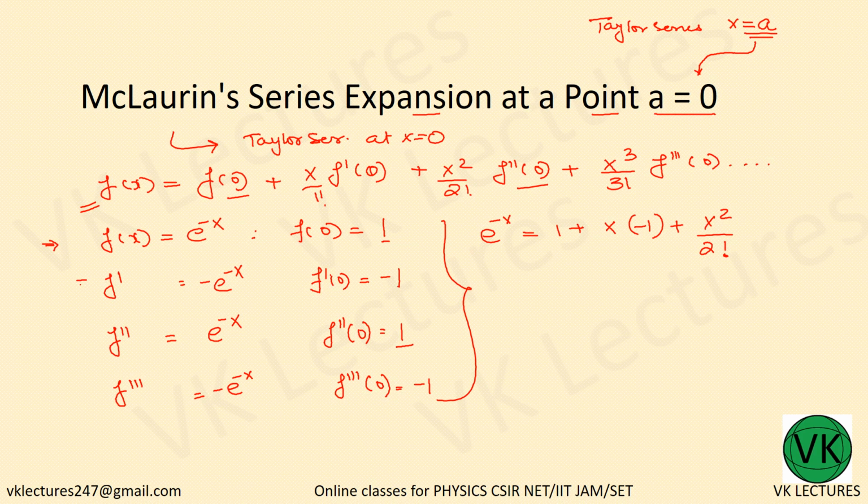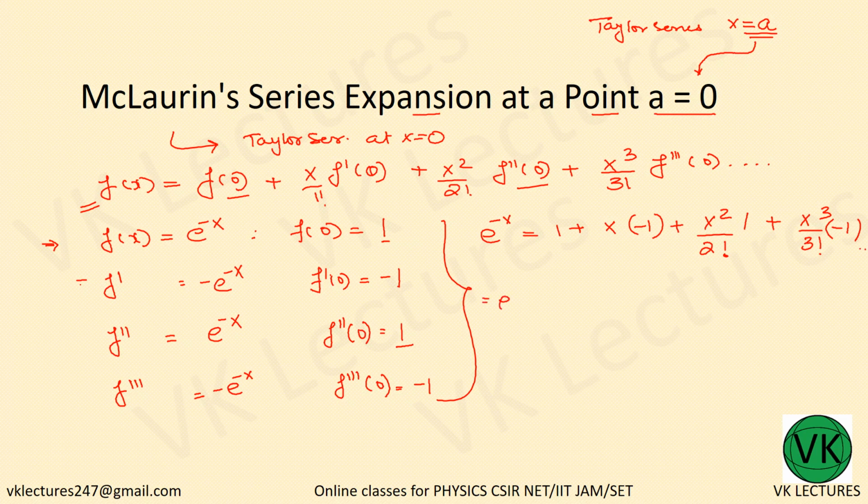Again that is 1, again plus x cube by 3 factorial into f triple dash of 0, that is again minus 1. So, and it goes on.